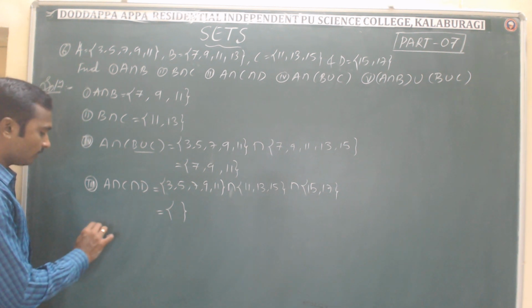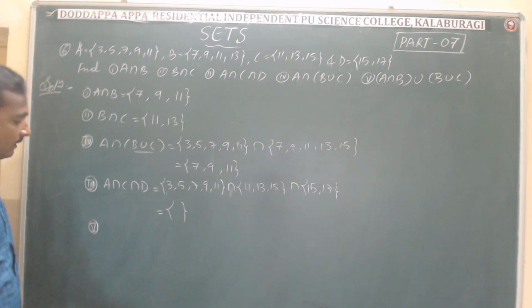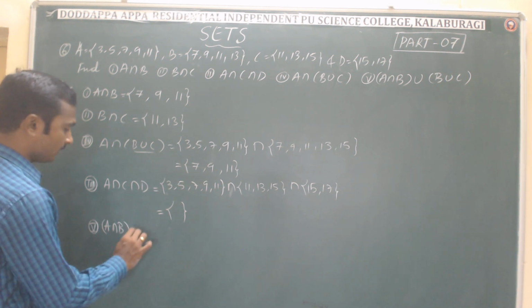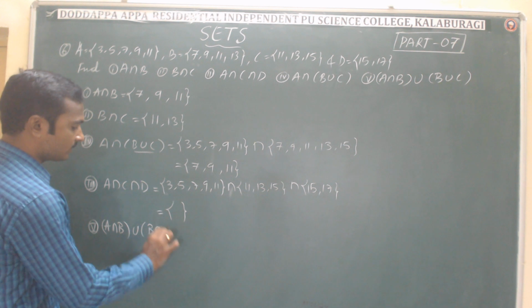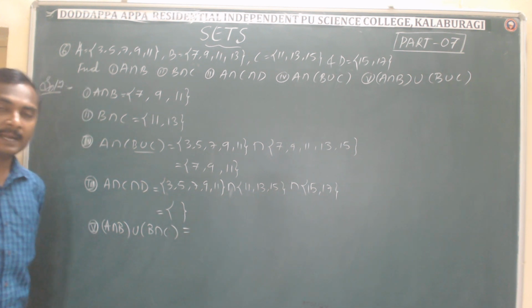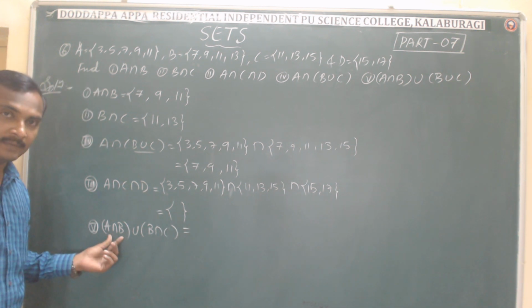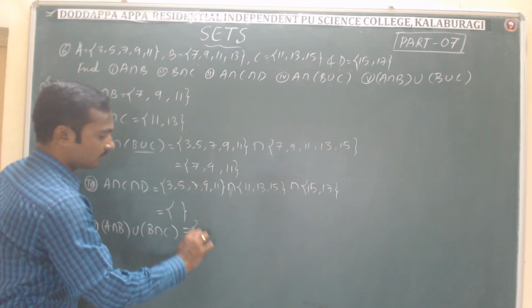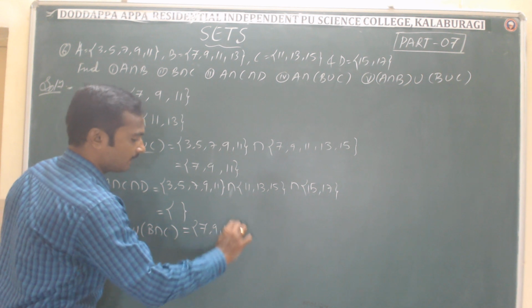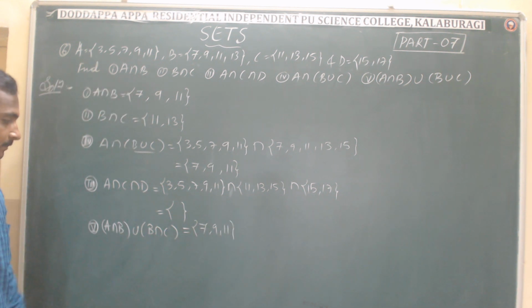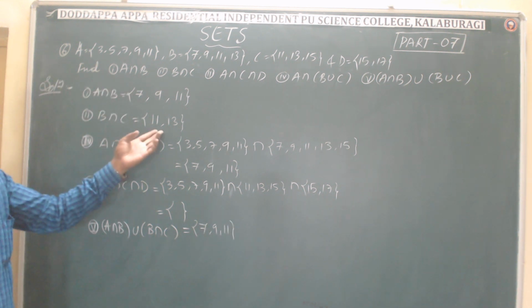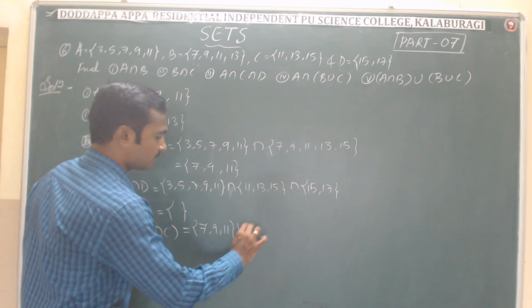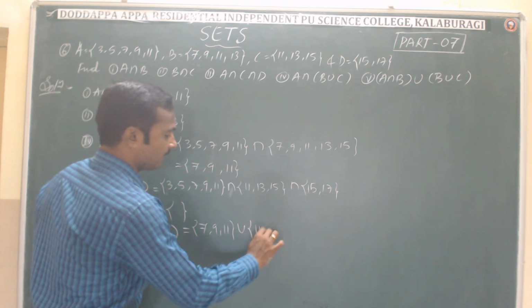Let's go for the fifth one. What is the fifth one given? A intersection B union B intersection C. So let us find the common elements of A intersection B. Already we have found the A intersection B. Let's use this set. So 7, 9, 11 are the elements of the A intersection B. B intersection C also we did here. So B intersection C is 11 and 13.